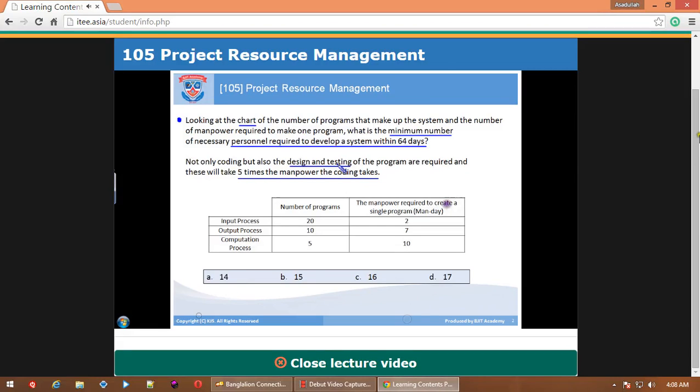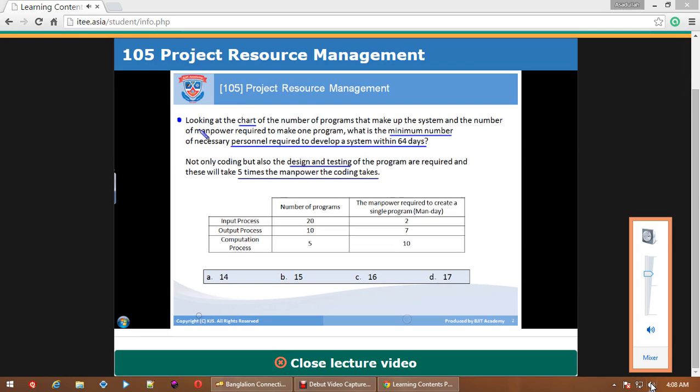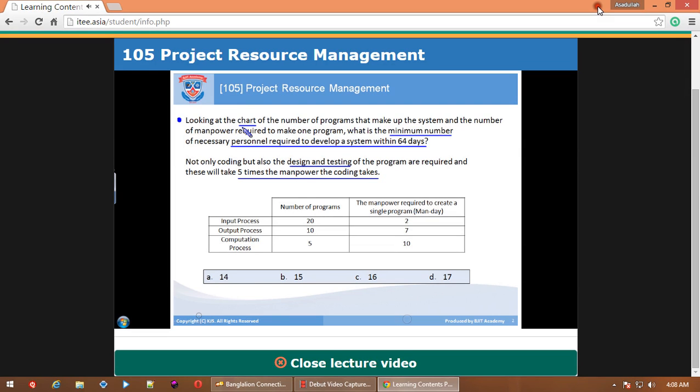Hello everybody. Now we'll discuss one question from the project resource management area. The question is, there is a chart. This is the chart. In this chart, some data is given about a system.